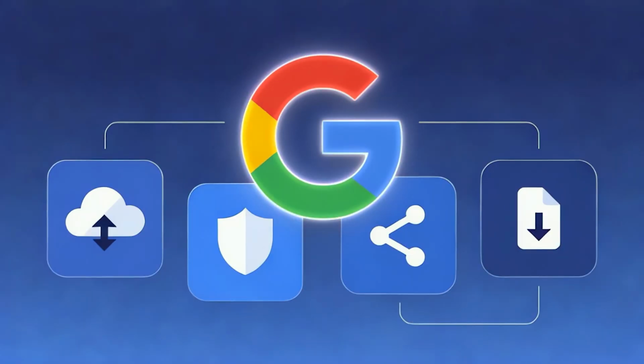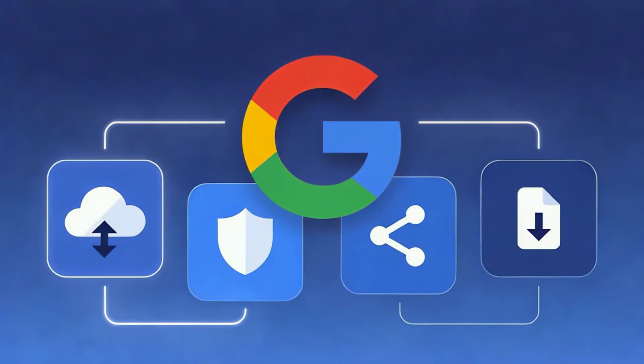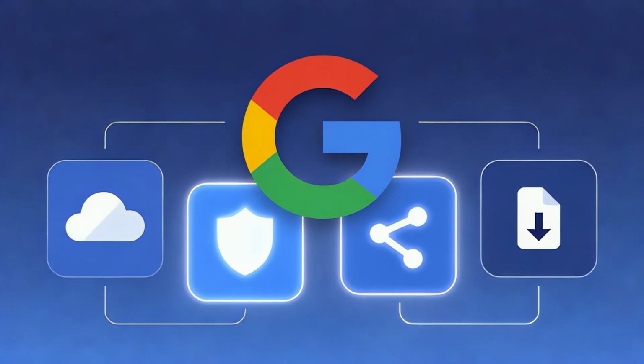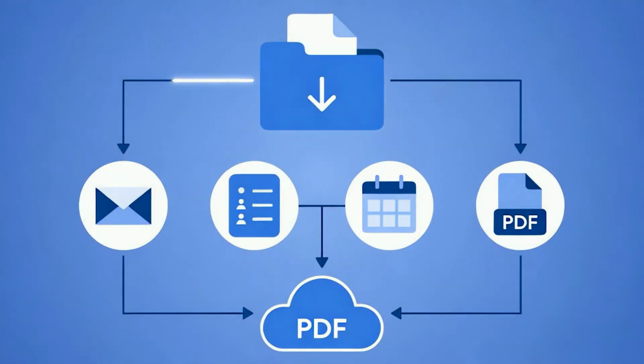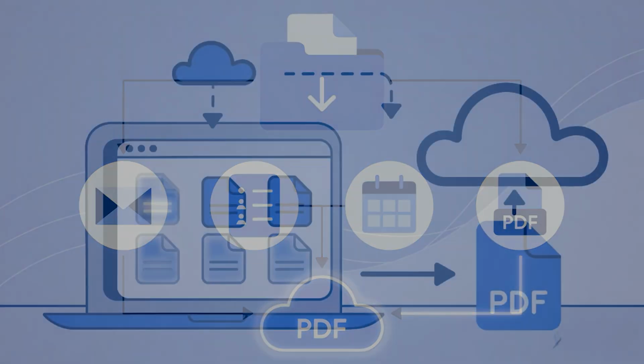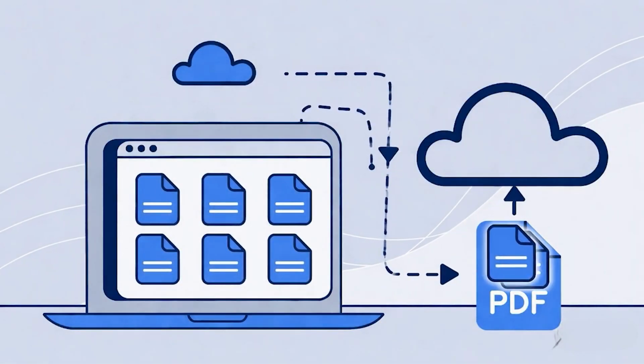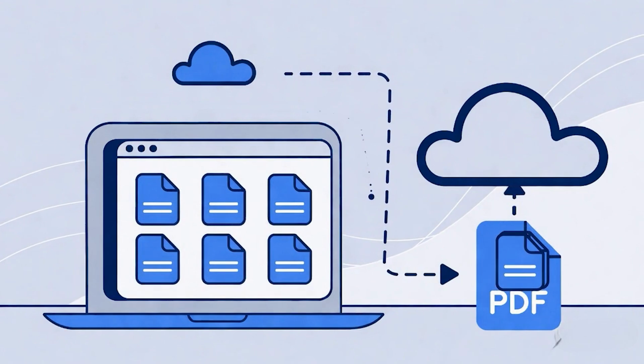You may need to save your Google Workspace data as PDF files for backup, compliance, sharing, or offline access. In this video, we'll show you a quick and simple way to export your G Suite emails, contacts, calendars, and documents to PDF format. Google Workspace offers basic export options, but saving large volumes of data as individual PDF files can take time and effort.